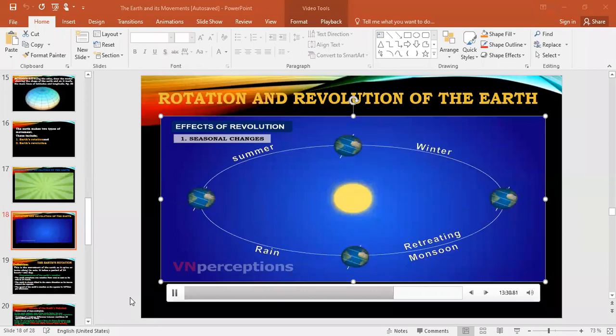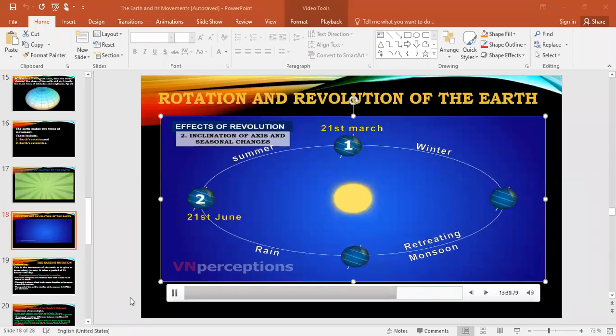Suppose we take these 4 positions of the earth. In the first position the date is 21st of March. In the second position it is 21st of June. In the third position it is 23rd September, and in the fourth position it is 22nd December. When the earth is in the second position, if you look carefully, the northern hemisphere is facing the sun, and when the earth is in the fourth position, the southern hemisphere is facing the sun.